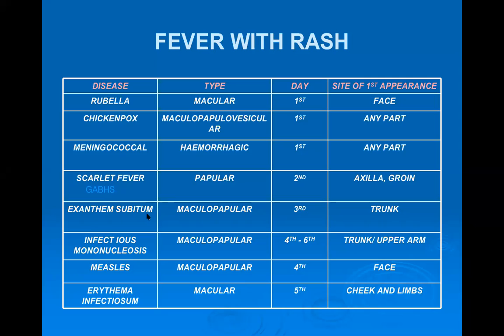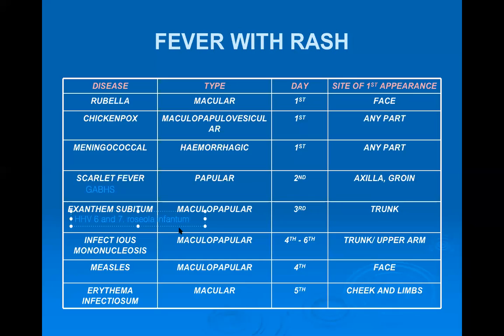Now, right now we are talking about exanthem subitum. This is caused by which viruses? Anybody know? Human herpes virus 6 and human herpes virus 7. Exactly, HHV 6 and 7. These are members of the herpesviridae family. They cause a disease known as exanthem subitum, and another term for exanthem subitum is roseola infantum. This is another term.